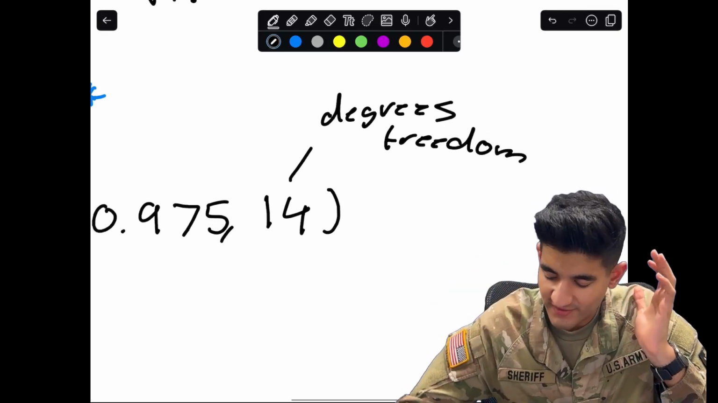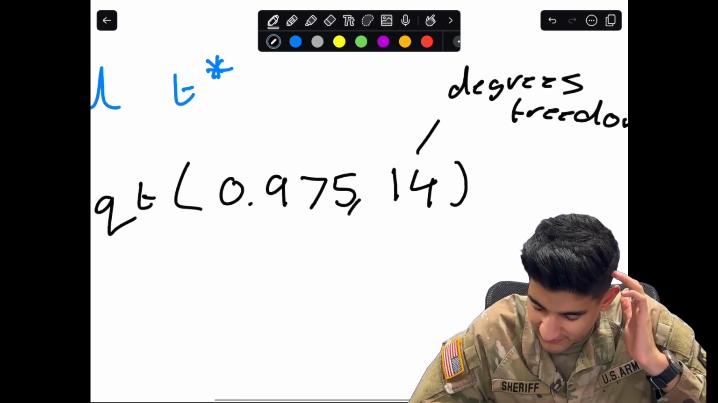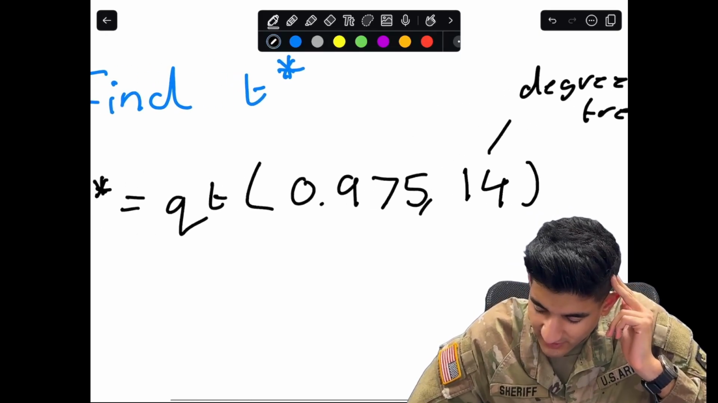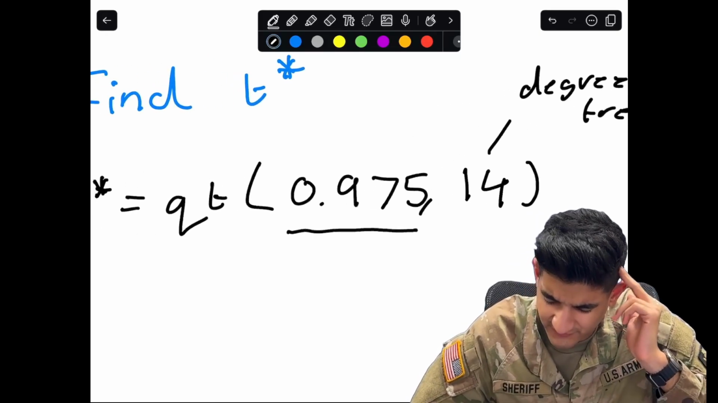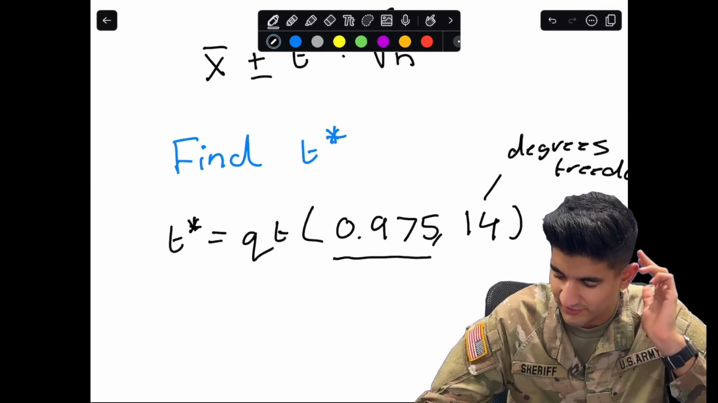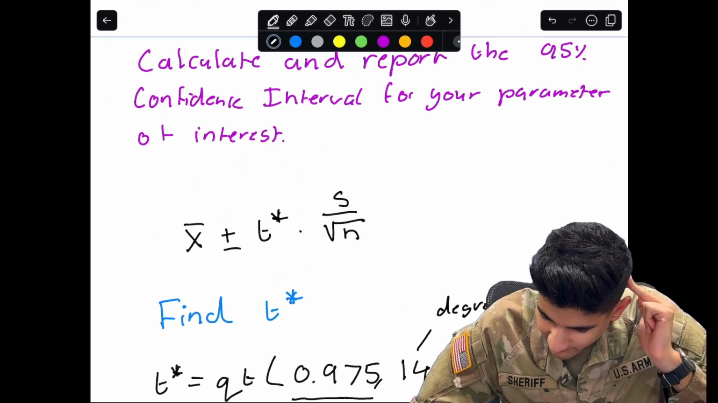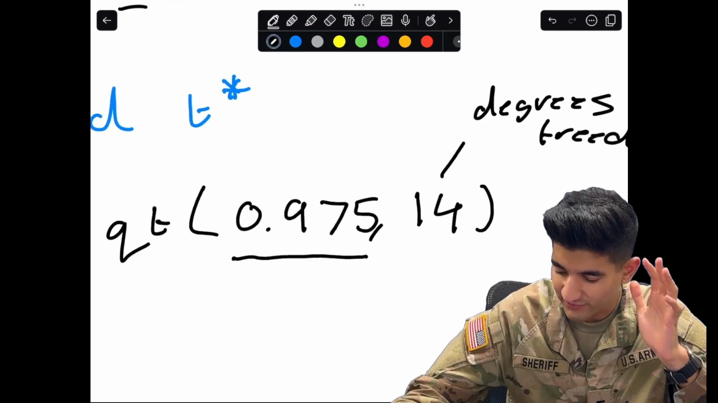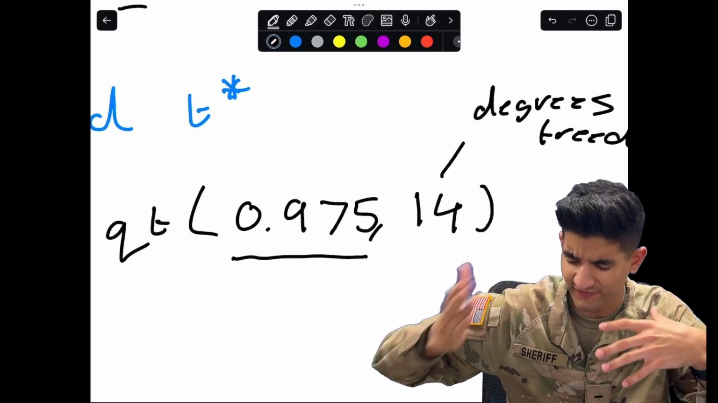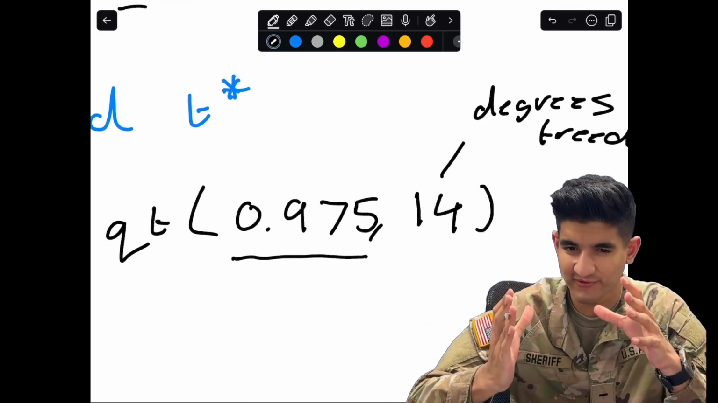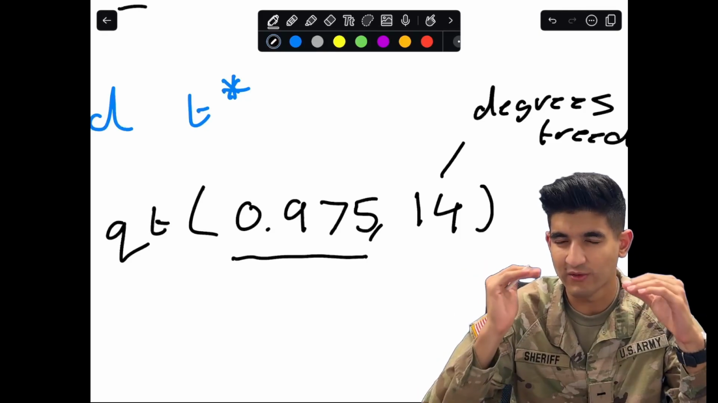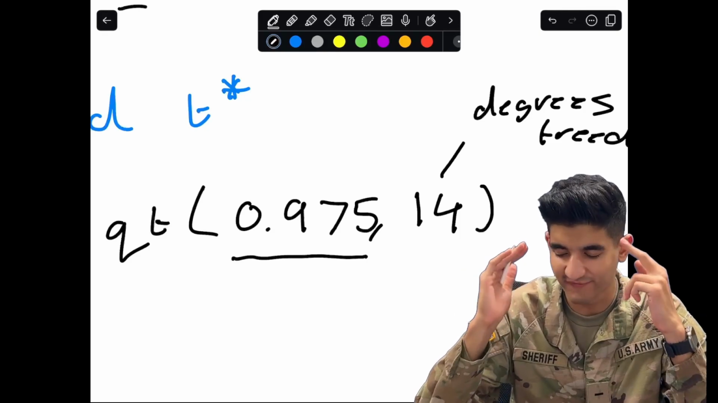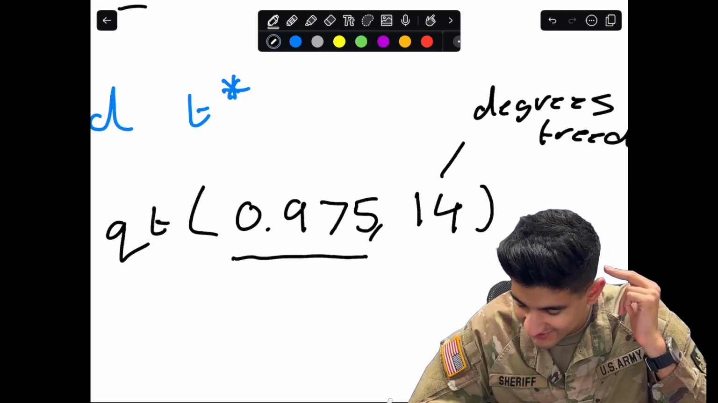So that's our degrees of freedom. So that's good. Now we're going to move on to this 0.975. You might be wondering, where did you get that when you were talking about 5%? Really, the key is to subtract half of your percent. So we had 5%, we're subtracting 2.5%.